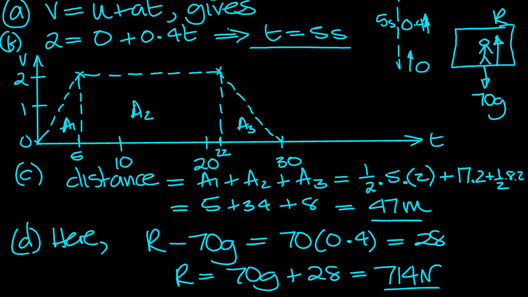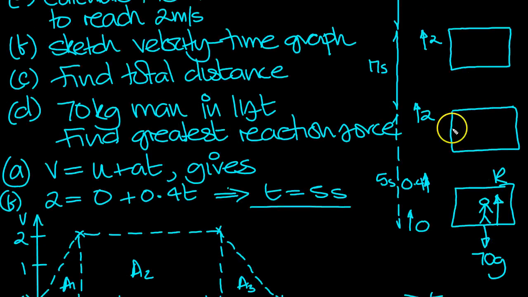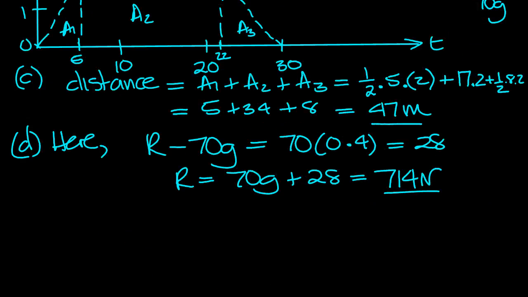When it's travelling with uniform velocity, here in this middle section, R will equal 70 G, and when it's decelerating, R will be less than 70 G. So this will be the greatest value for the reaction force in part D.